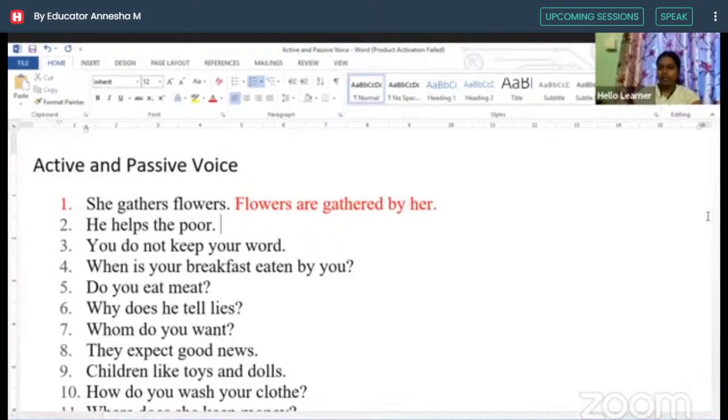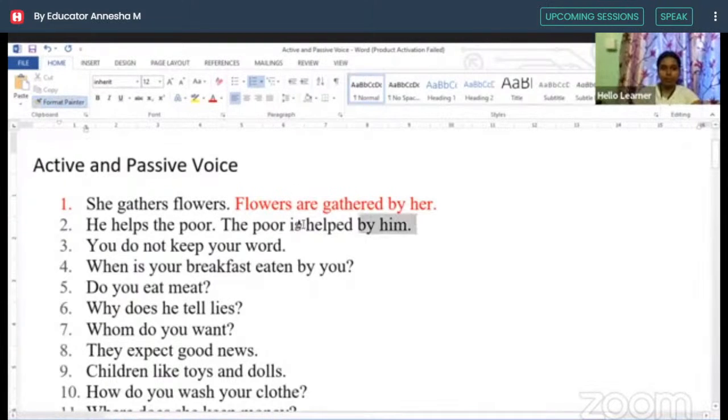Yes. Next, Shima, you don't have to put your hand up. Do you have a question? No, ma'am. I want to give the second number answer. Right, I'll go through the list. Don't worry. Okay, ma'am. Okay, Anamika, next. Would you like to try? Yes, ma'am. He helps the poor. The poor is helped by him. Very good. Absolutely correct.